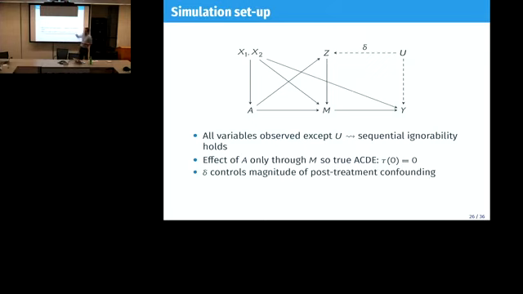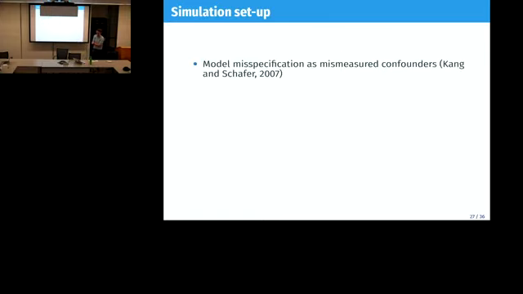And the delta here is going to control the magnitude of the post-treatment confounding. How much confounding there is between m and y due to z is going to be controlled through this delta, basically through the relationship of the unmeasured confounder on z. When delta is not equal to 0, controlling for z in a naive regression will induce post-treatment bias.